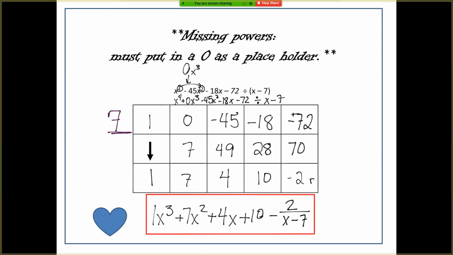On the next page, you will see your assignment. You have 4 problems. Keep in mind, the last 2, you're going to have zeros that you need to fill in.